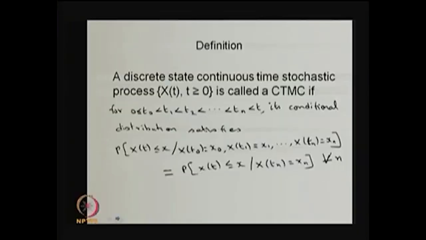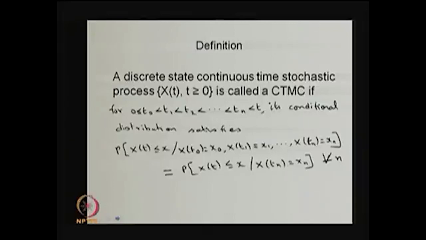Let me start with the definition of continuous time Markov chain. A discrete state continuous time process means the state space is discrete, that is, the possible values the random variable can take are finite or countably infinite. Therefore, the state space is called discrete. Continuous time means the parameter space, the collection of possible values of t, is uncountably infinite. Therefore, it is called continuous time. That means the parameter space is continuous.